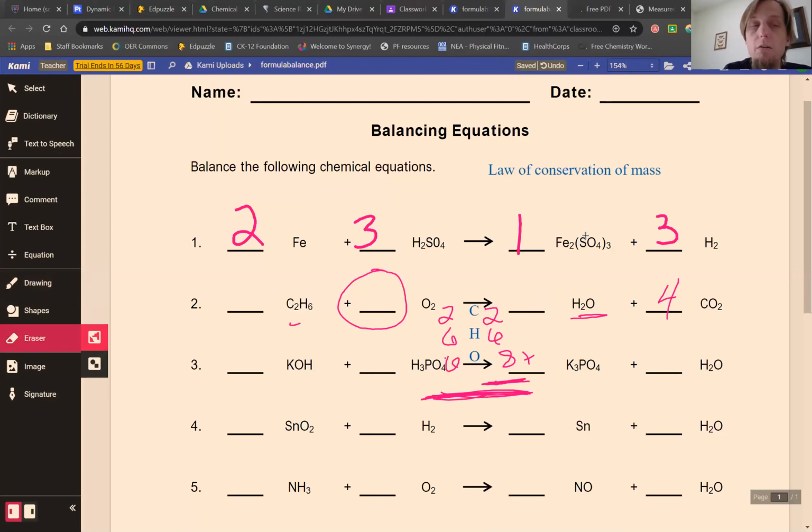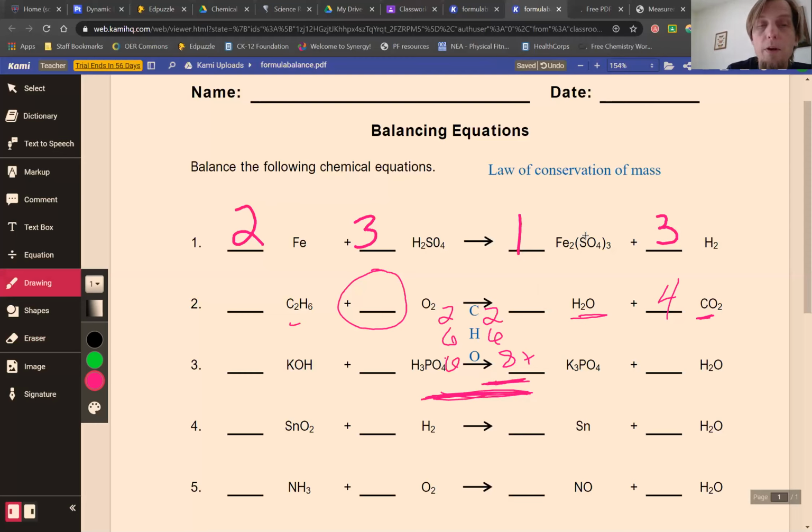Why am I erasing the 3? Well, because when I increased carbon to 4, I'm going to have to make this a 2. So now the carbon is balanced again. And how much carbon do we have? We have 4 on this side, and we have 4 on this side.